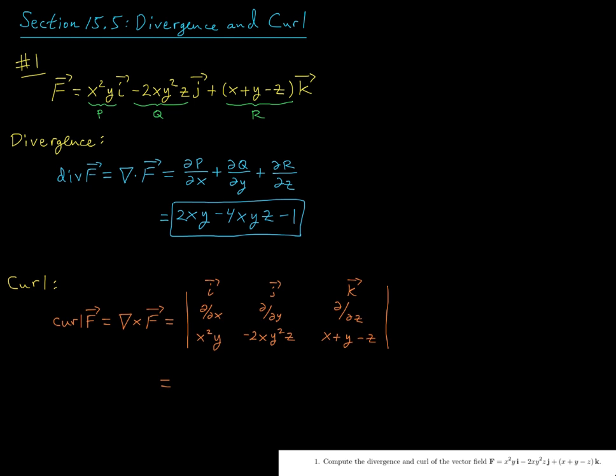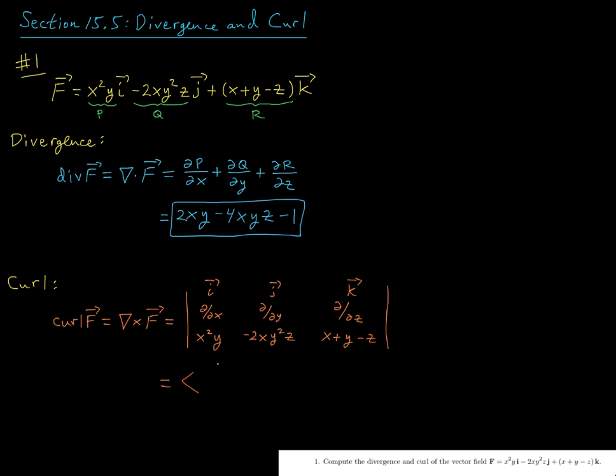Cool. Now let's do the curl. Here we're taking the cross product of the del operator with the vector field F, and we'll also write the curl as curl F, so these are interchangeable notations. As you know from Calc 3, the cross product can be computed in terms of a 3 by 3 determinant. We lay out the basis vectors in the first row, i, j, k. In the second row, we have the components of the del operator, and in the third row, the component functions of the vector field F.